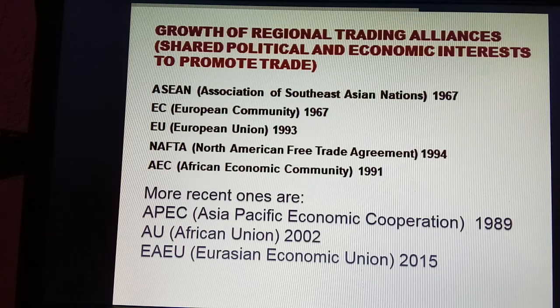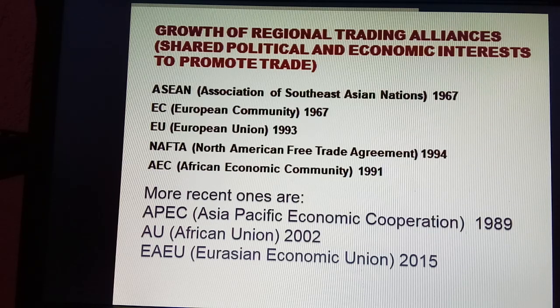There were five, na? Okay, so 1967, the EASY or the European Community, 1967, European Union, 1993, NAFTA, North American Free Trade Agreement, 1994. We have the AEC, African Economic Community. Kung may EU, may AU, manalipat ko din mo sulat si Ara, siya gali. Oh, okay. More recent ones are APEC, Asia Pacific Economic Cooperation, 1989. And in several occasions, Philippines has become a host, no, of APEC Summit.